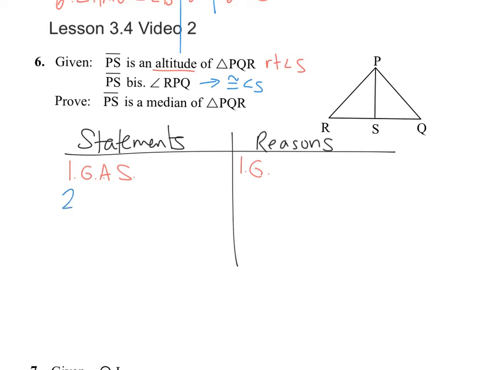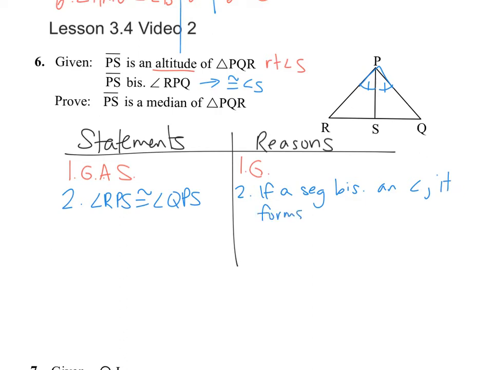I think I'd like to start with that second given. PS is bisecting angle RPQ. So I have to find this angle up here, RPQ, and I know that it's being split into 2 congruent angles. Angle RPS congruent to angle QPS. If a segment bisects an angle, it forms 2 congruent angles.